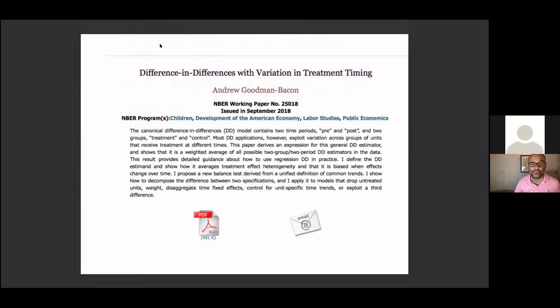So what we're going to do is two things, two ways to end the workshop. One, Goodman-Bacon on differential timing and two-way fixed effects. Two, Callaway and Sant'Anna on differential timing and alternative estimators to two-way fixed effects, with code. All right, that's what we're going to do. This paper is now forthcoming in the Journal of Econometrics 2021, but I'm going to discuss the original paper.